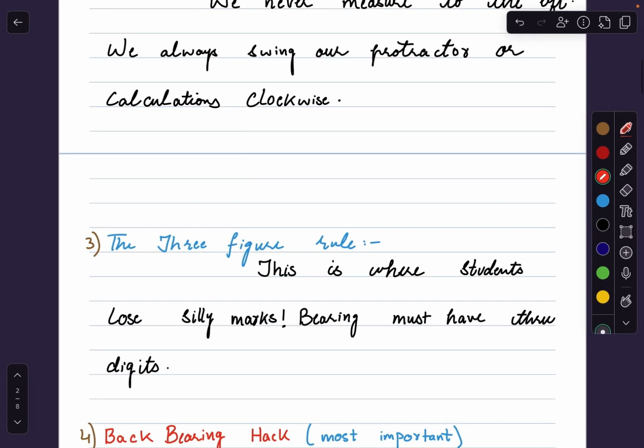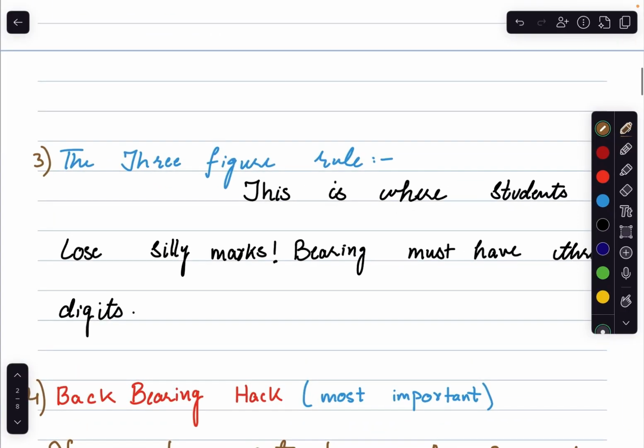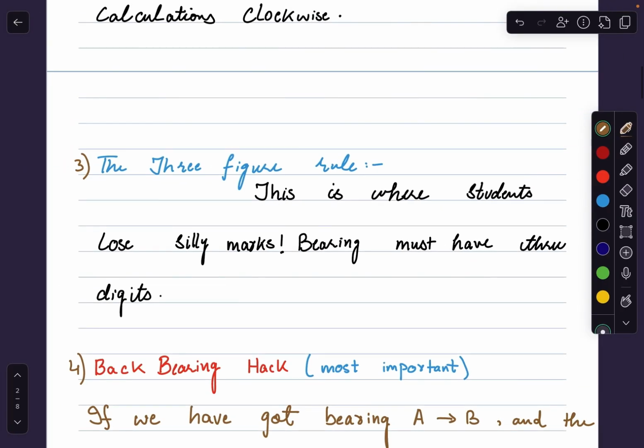Now, the third point is the three figure rule. That's a very important one. Many people make the mistake of writing the bearing with two figures, and they lose some marks through that. This is a very important thing you should know, that a bearing must have 3 digits.